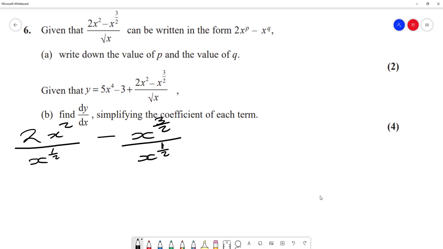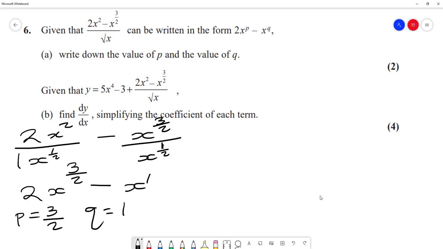Now in this case, because we're simplifying the term, it's okay to have this fraction here because we're going to use the laws of indices to simplify it. So in this case, we're going to get, this is a 1 here, 2 divided by 1 is 2. Now using the laws of indices, when you divide powers, you minus them. So 2 minus a half is 1.5, which is 3 over 2 as an improper fraction. Then here we've got the same base, so we can keep x as it is. 3 over 2 minus a half is simply 1. So we can say p is going to be 3 over 2, and q is going to be 1.